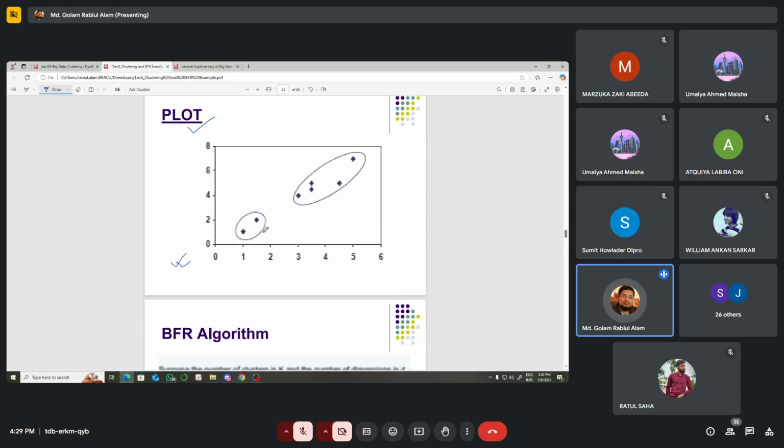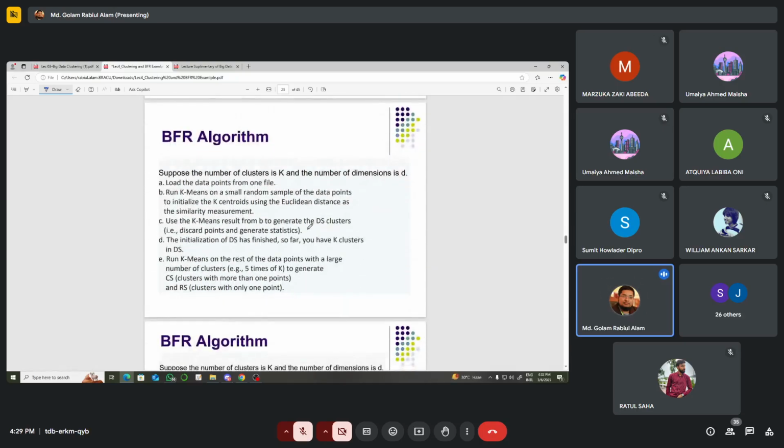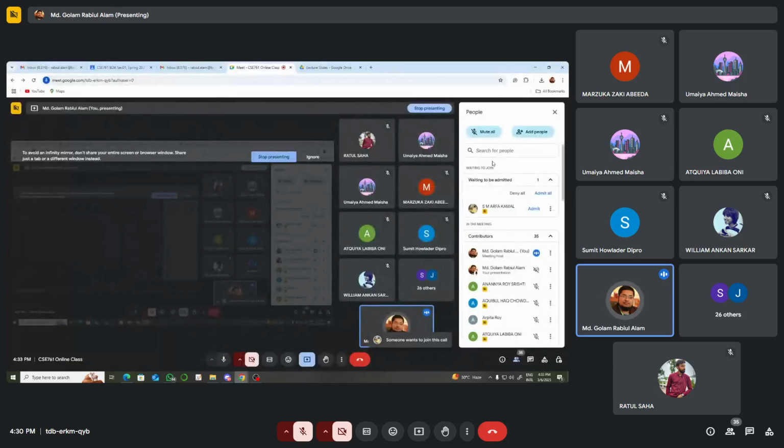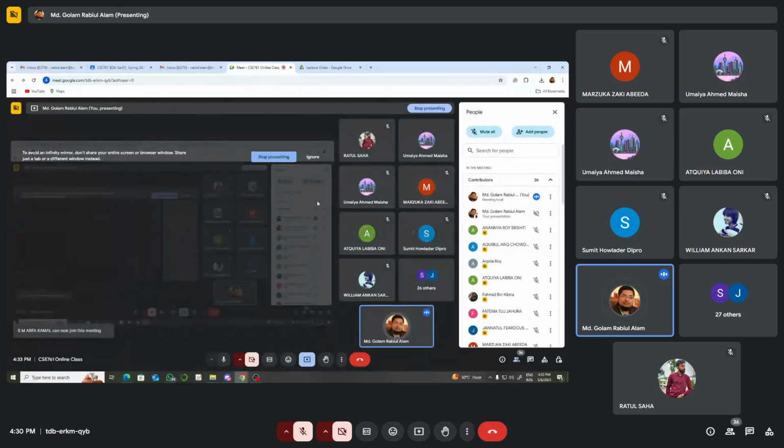Now I want to discuss the steps of the BFR algorithm. Firstly, suppose the number of clusters is k and the number of dimensions is d. That means somehow we know how many clusters will be optimal. In our last lecture, we also discussed how the elbow method is used to find the optimal value of k, so today I don't want to discuss that again. I assume we know how to determine the optimal number of clusters.